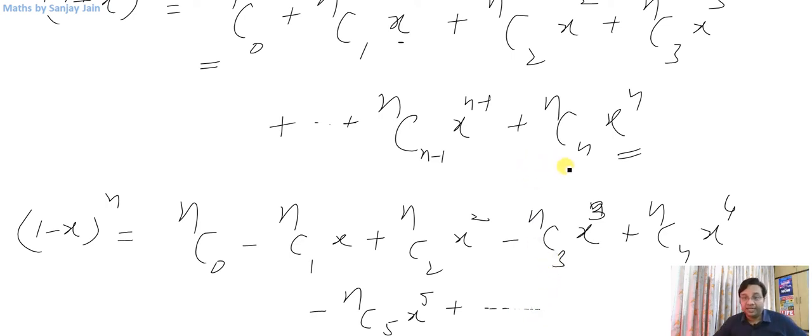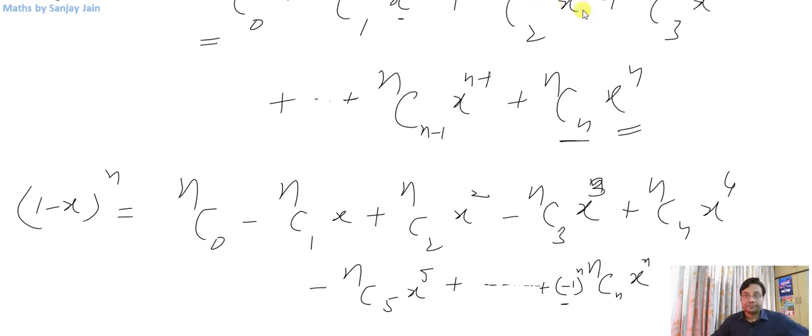This will be how the formula will be written. And when I write the nth term, I can write NCn x raised to power n. Now I don't know whether n is odd or even, so to take care of that, I'll write minus 1 raised to power n here. So that will take care of whether n is odd or even. If n is odd, it will become minus. If n is even, it will become plus.